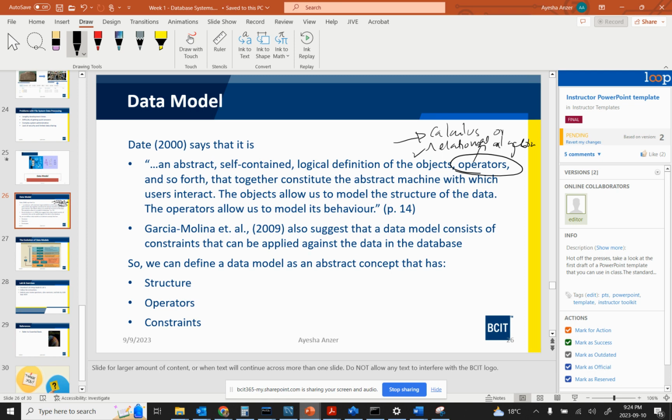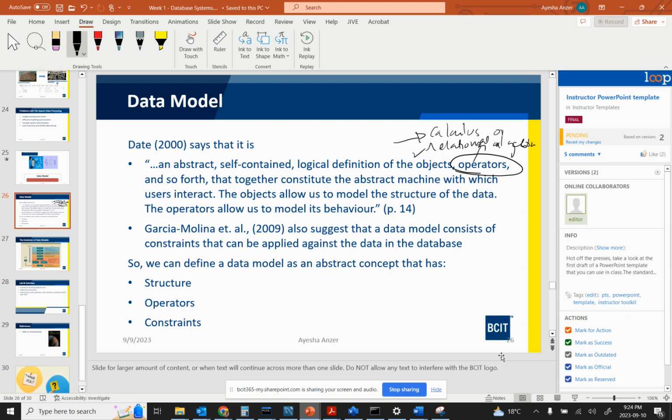Okay, what does it mean? It means whenever we are using these objects and operators, these are all used in order to help a user interact with the machine, the specific database management system you are using. Now, there are three things which it consists of.